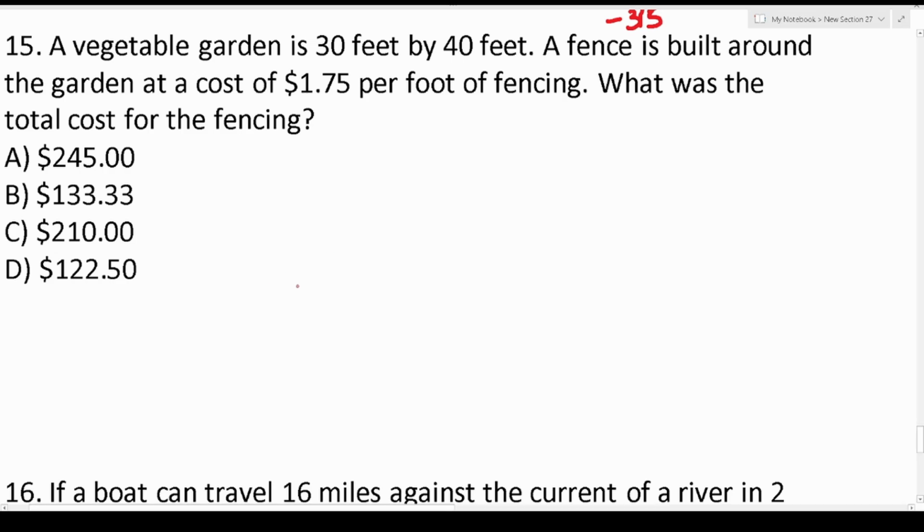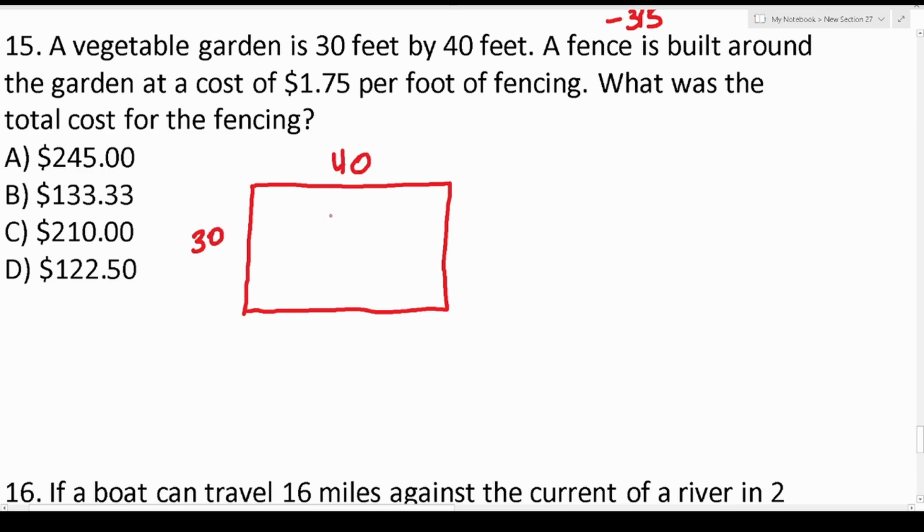Okay, so we're dealing with a vegetable garden that has a rectangular shape. More specifically, it's 30 feet wide by 40 feet long. And as far as rectangles go, we should know that if this side's 40, that means this side's also 40. And if this side's 30, this side's also going to be 30. And we want to know how much it's going to cost to enclose this garden with a fence. So in other words, we want to know what the perimeter of this garden is.